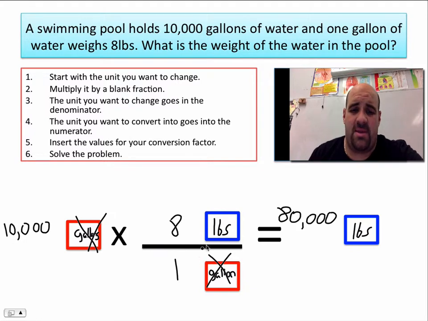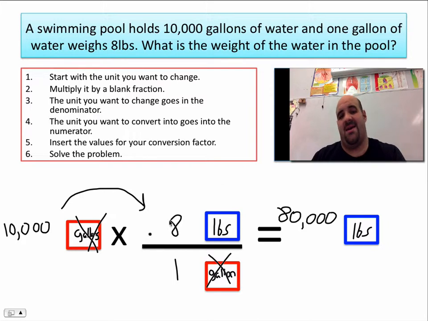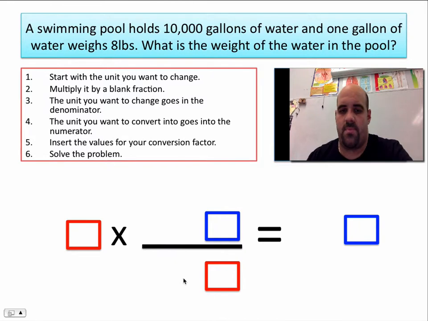Conversion factors, we can look them up at any time. We need to know how to convert units from one unit into another. And this is the process by which we do it. Multiply across, 10,000 times 8. 80,000 divided by 1 is the same number. The gallons cancel. We are left with pounds. So again, that's how our unit conversion goes.